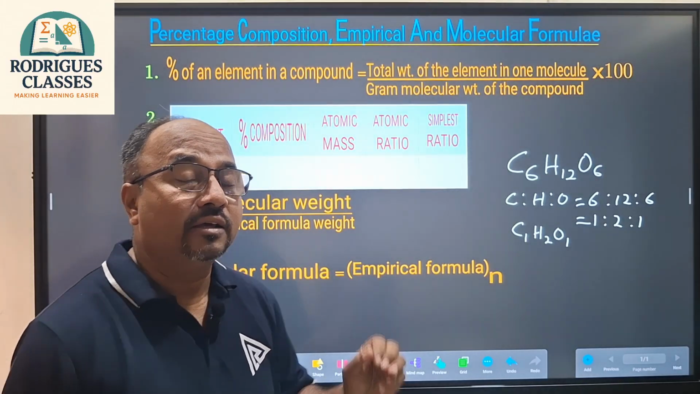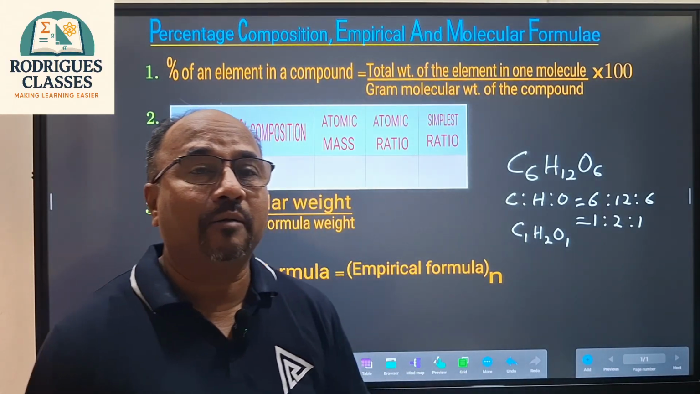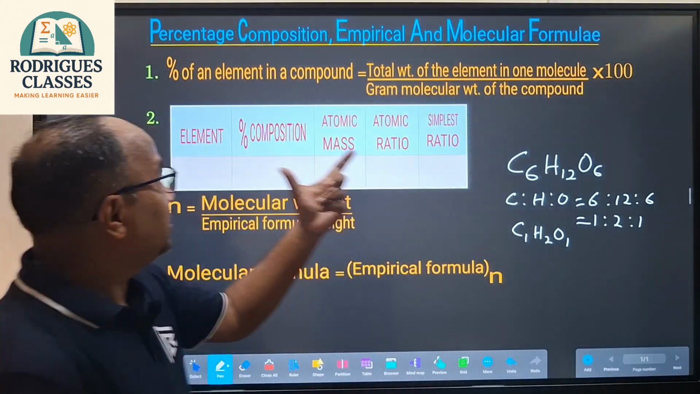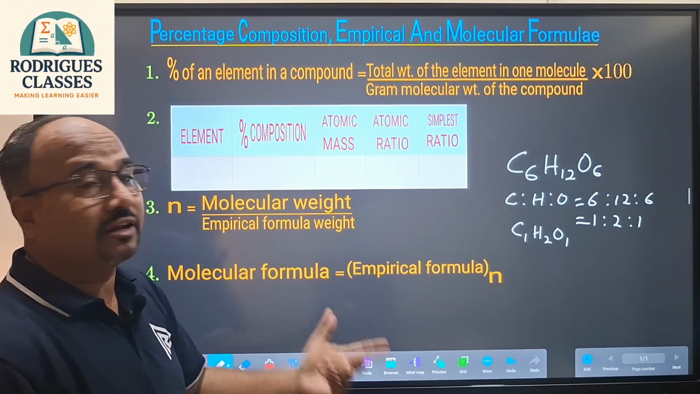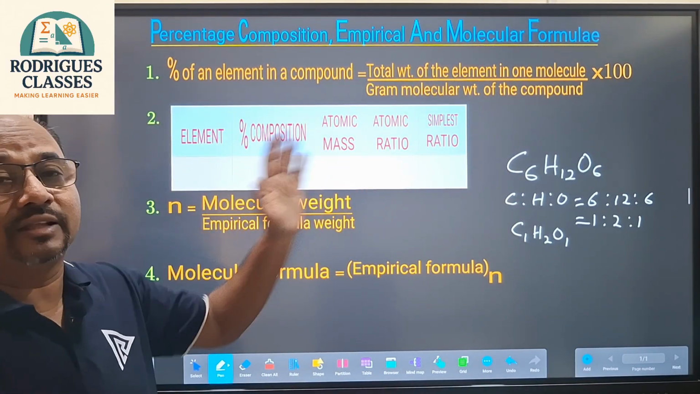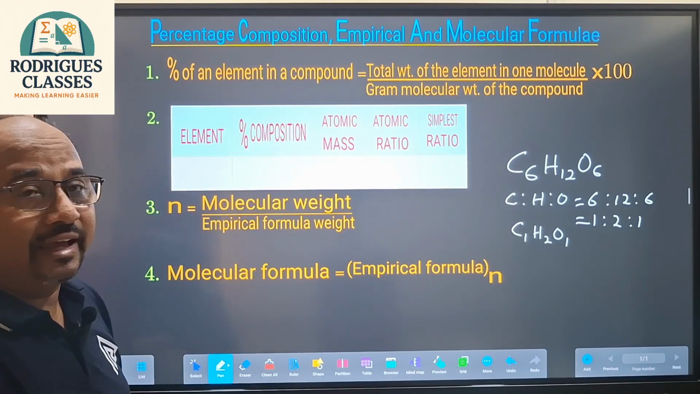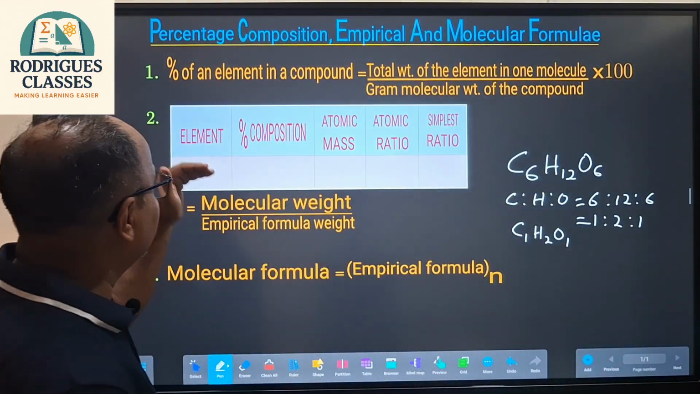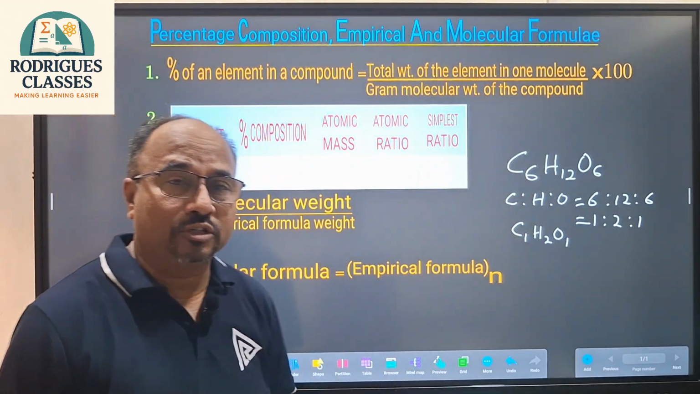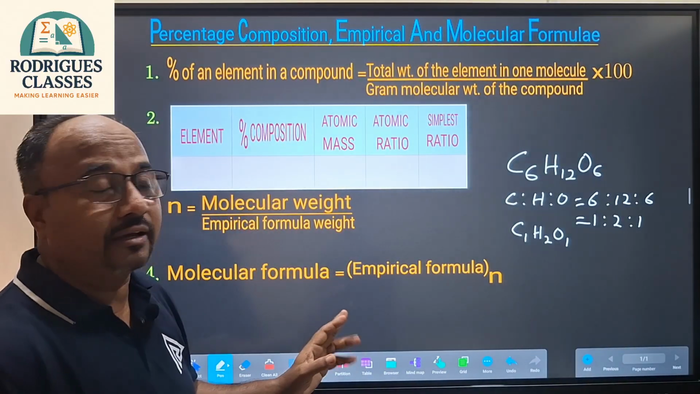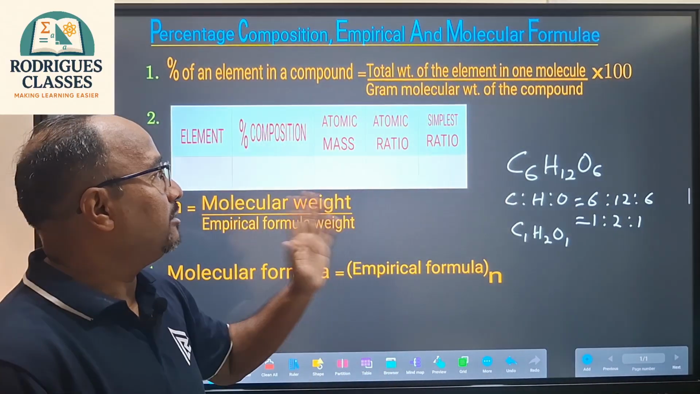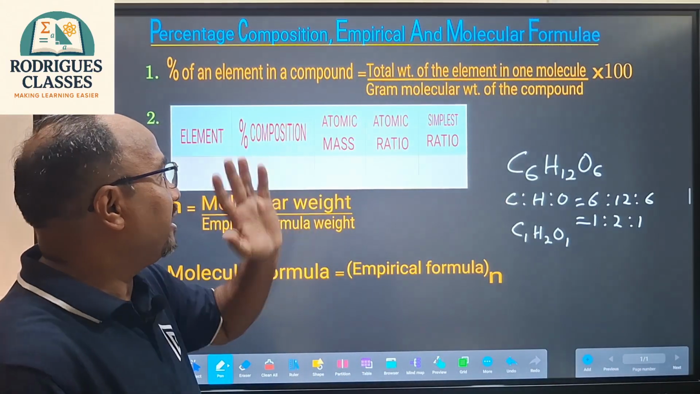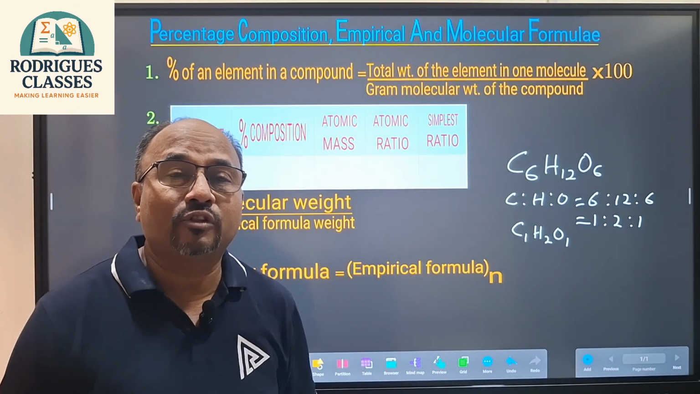So empirical formula is writing the formula of that compound but with each element written in the simplest ratio. So this table will help us in knowing the empirical formula. What all things are there in this table? First column is for elements. Whichever elements are present, like here carbon, hydrogen, oxygen, these will be written. Then the percentage composition will be given, that has to be written here. Then the atomic mass of that element will be filled up. Atomic ratio you will get by dividing the composition by the atomic mass. So that will give you the atomic ratio.